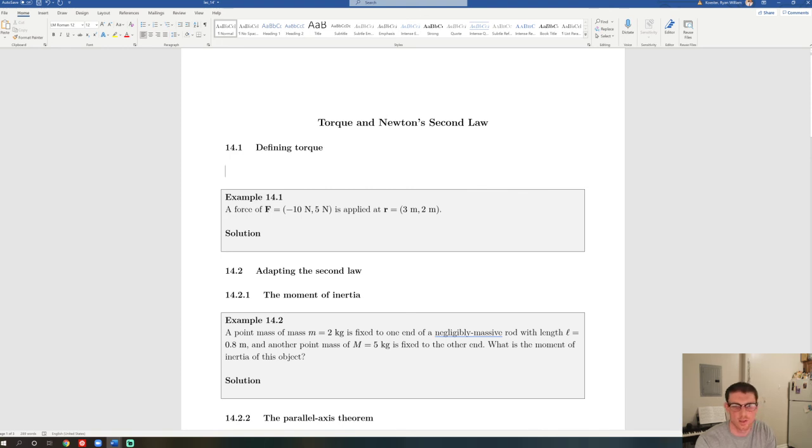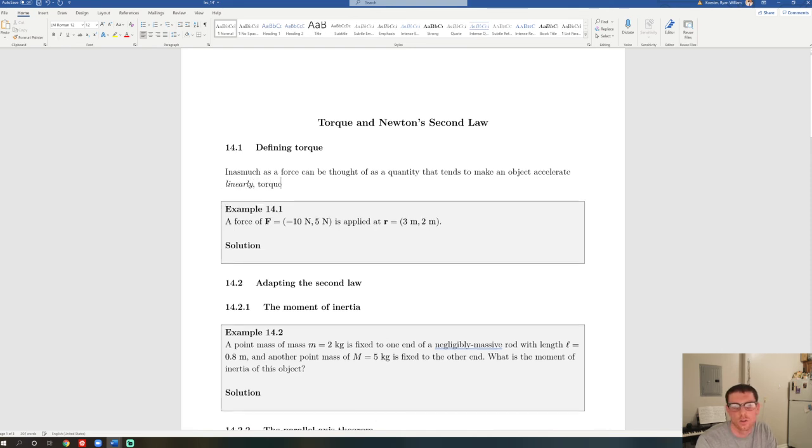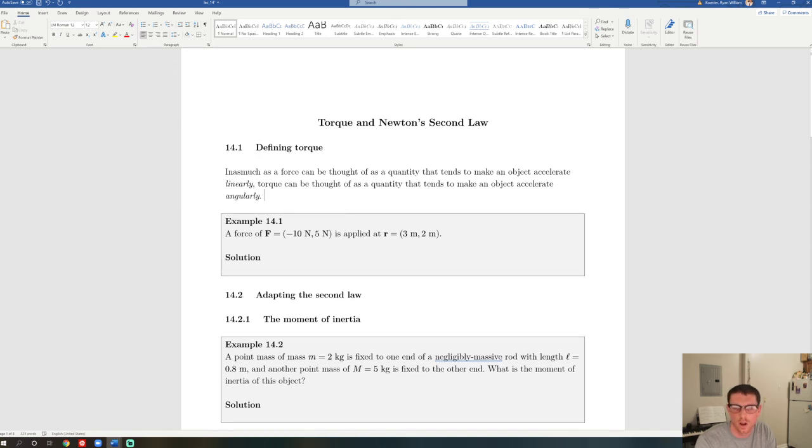So what I would say is this. Inasmuch as a force can be thought of as a quantity that tends to make an object accelerate linearly, torque can be thought of as a quantity that tends to make an object accelerate angularly. Is that really a word? Okay, anyway.